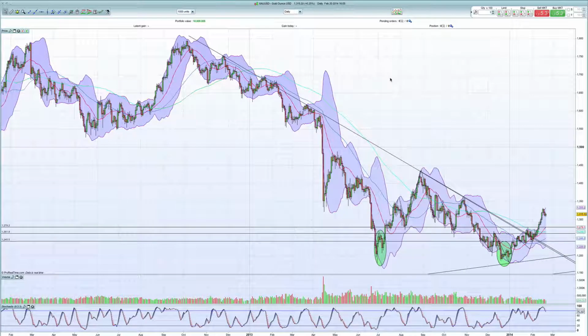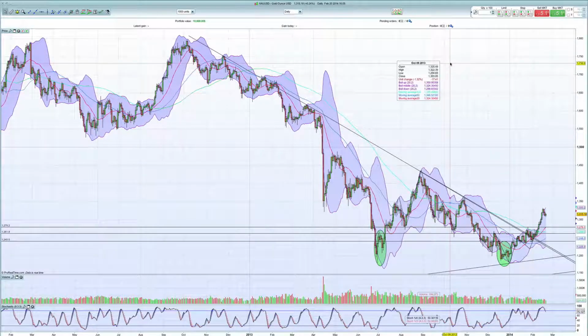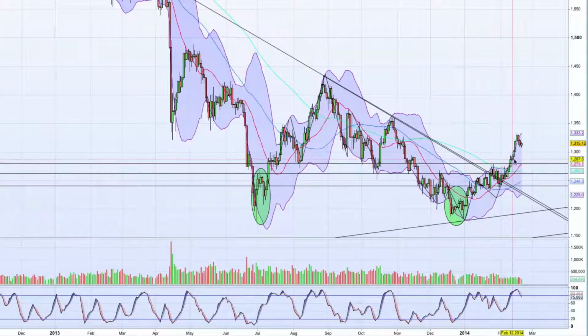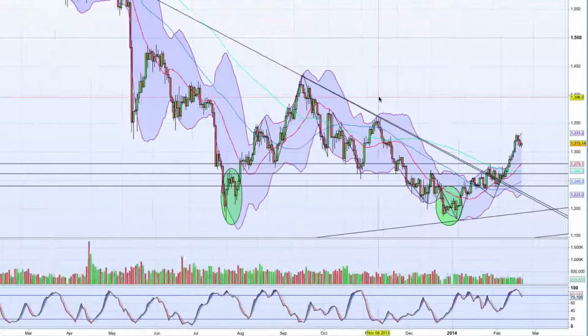With your technical look at the precious metals. Today I'll be doing daily charts on both gold and silver, as well as ratio charts on both gold and silver as well. Okay, so I'll try to make this as quick as possible. Today's Thursday, February 20th, 11:05 a.m. Eastern Standard Time.